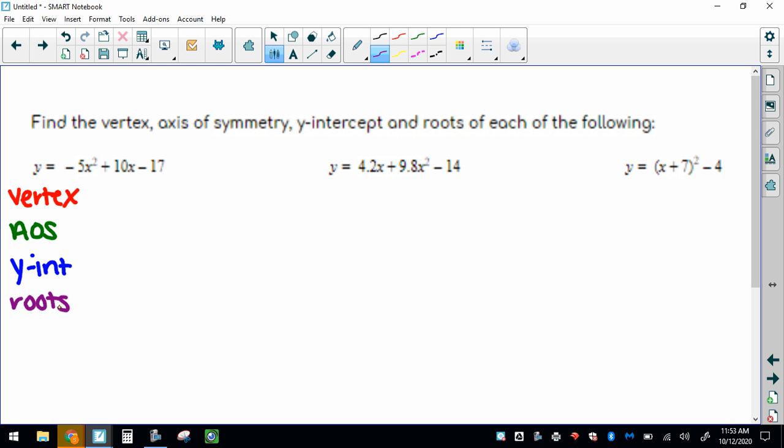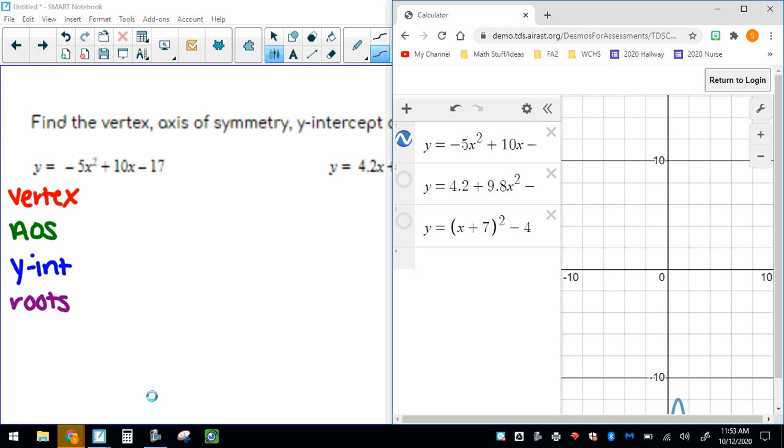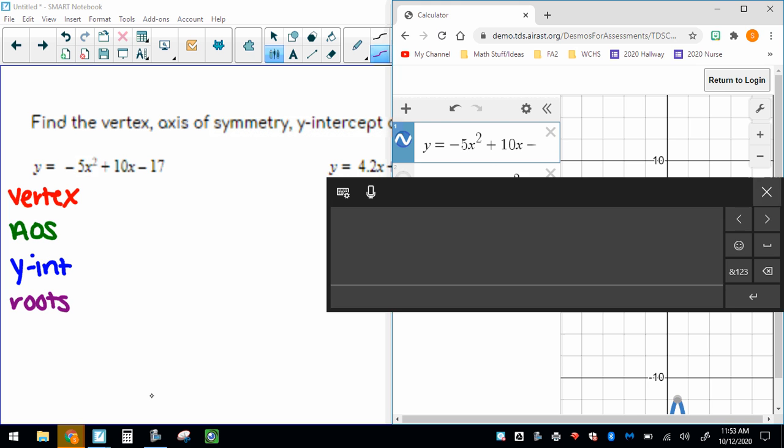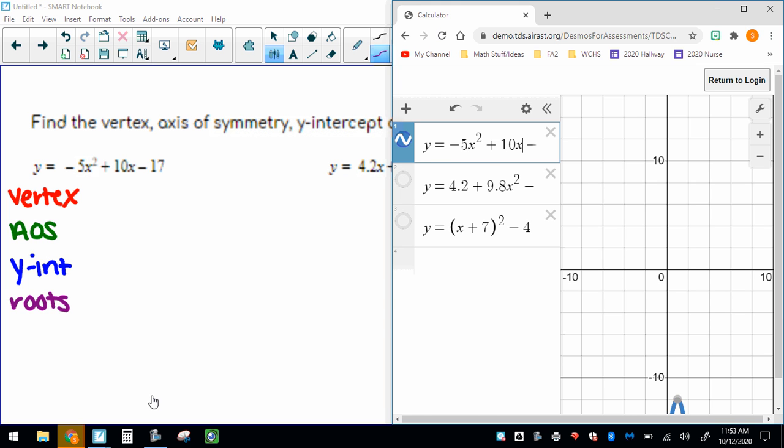And I know those aren't the same colors I'm using up top. Feel free to change that if it bothers you. All right, so it gives us the equation. So what we're going to do is type the equation in, and I promise the full equation is here. It's just a little bit smaller so that you can see it.